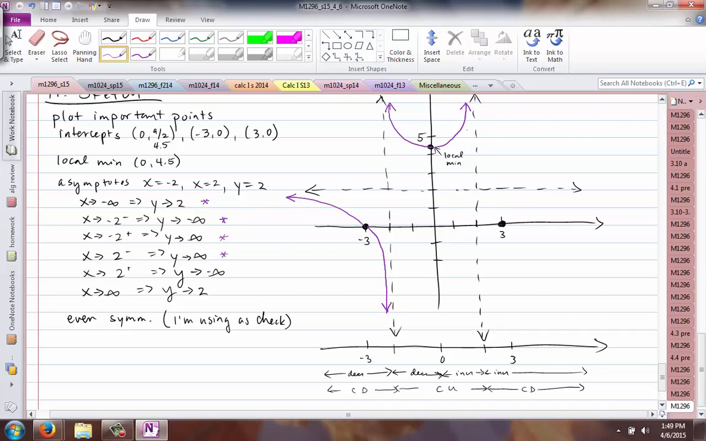I do need to think about symmetry here in that I want the function to look exactly the same on the left and the right except reflected. So I want to make sure that I'm doing that now.